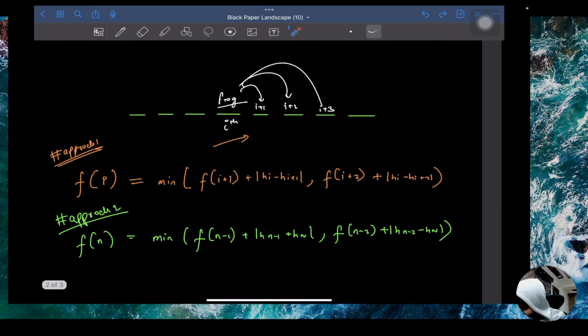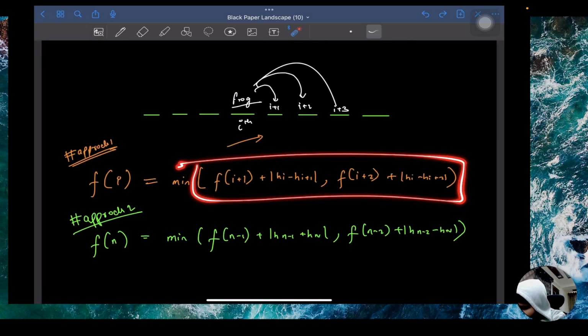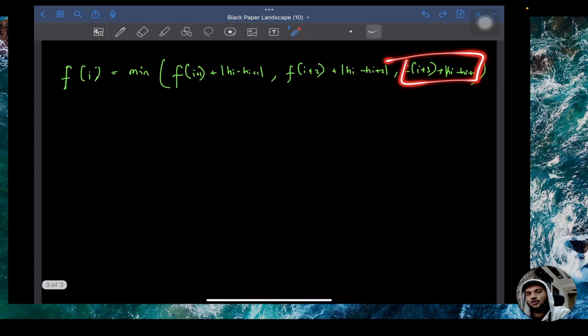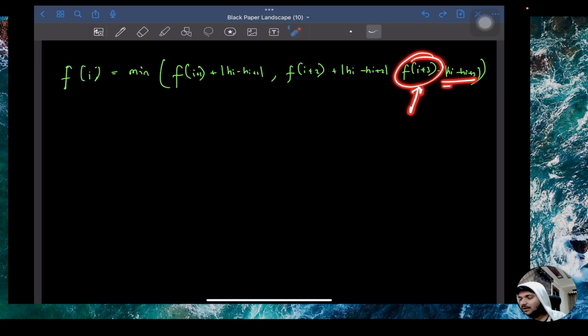Because if this solution works for I to I plus 1 and I plus 2, I'll just add one more case that says go and bring me the minimum cost. Like what is f of I plus 3? This is an assumption that the function f works correctly for I plus 3. That is, you are going to go and bring me the answer for I plus 3 to n, the minimum cost to reach from I plus 3 to n. And then I will just add my cost to reach from I to I plus 3, right?